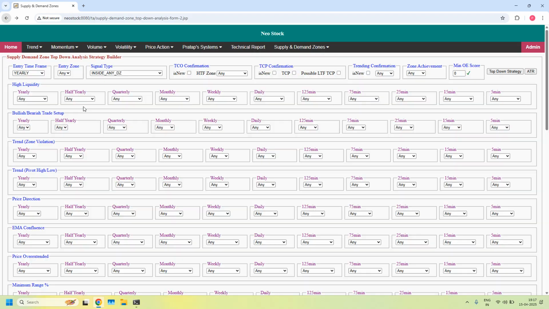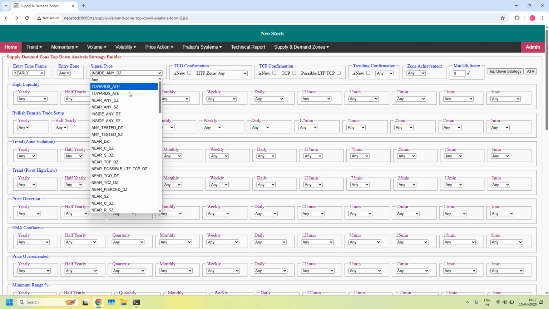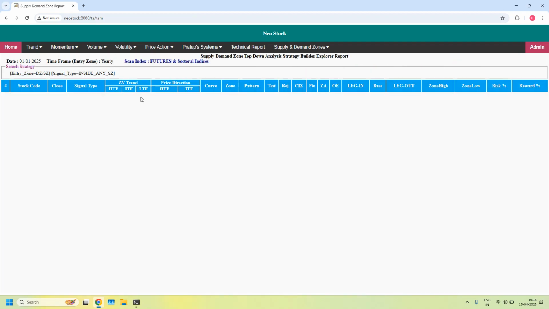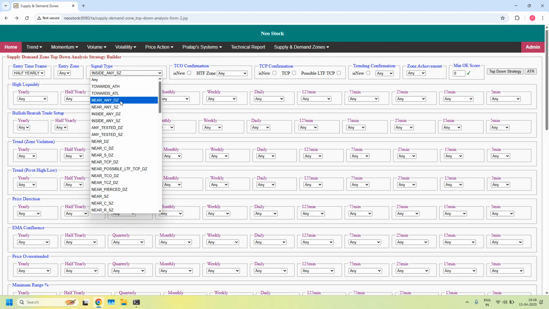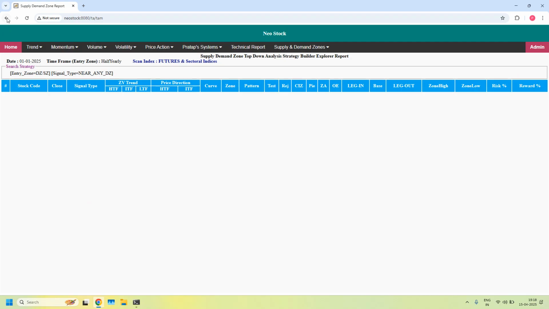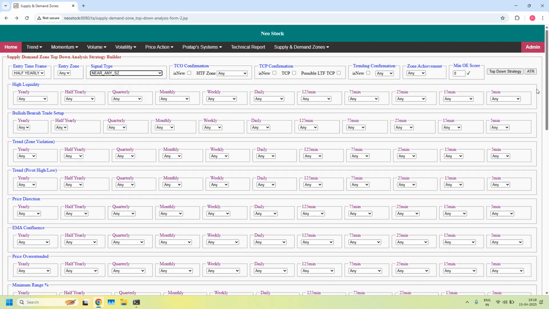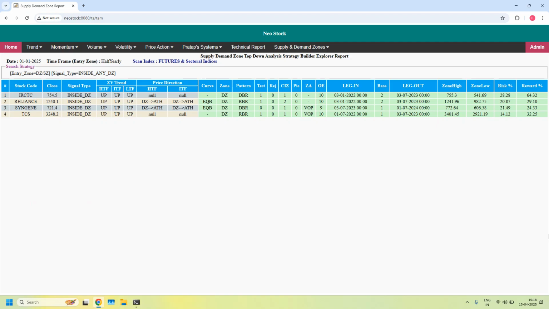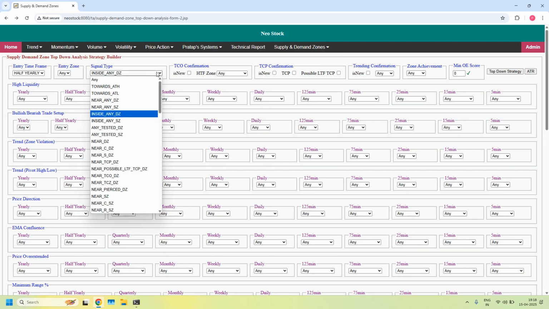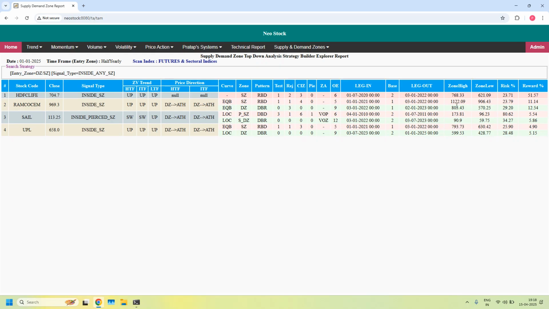Okay, next report. Yearly time frame, price closed inside the yearly supply zone, no stocks are available. Next time frame is half yearly, stocks near to the half yearly demand zone, no stocks are available. Near to the half yearly supply zone also, no stocks are available. Price closed inside the half yearly demand zone, we got 4 stocks. Next, price closed inside the half yearly supply zone, we got 4 stocks.